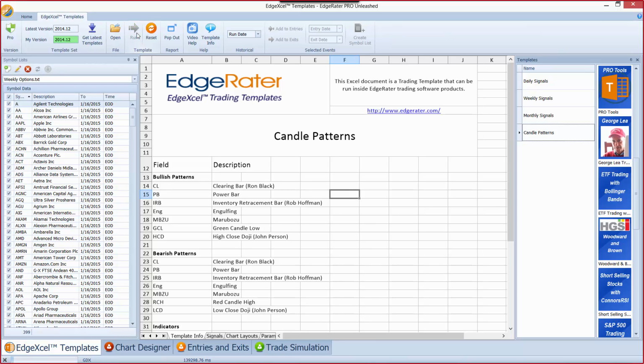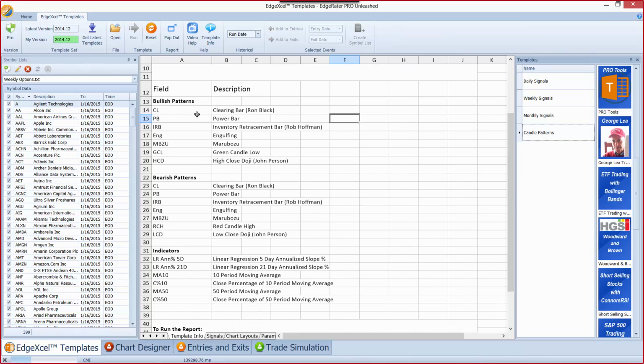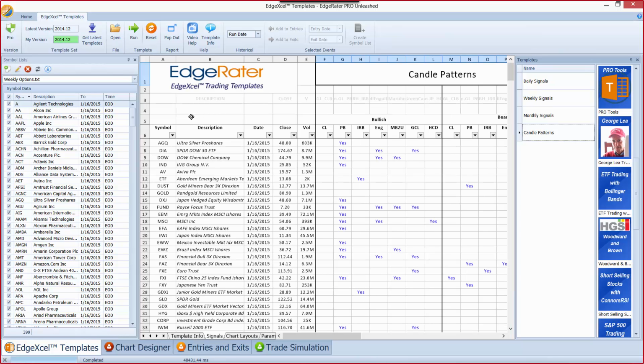Now this template takes a little bit longer than some of the other templates to run because of all the formulas that are being calculated in here. There's approximately 20 different scans and indicators being calculated. So for this list of 400 stocks, which have weekly options associated with them, and everybody has this, it's delivered with the program, it's probably going to take something like 30 seconds to complete the scan. But once the template's run, it produces a report, and that report is then permanent on your hard drive, and you can load that back in at any time.